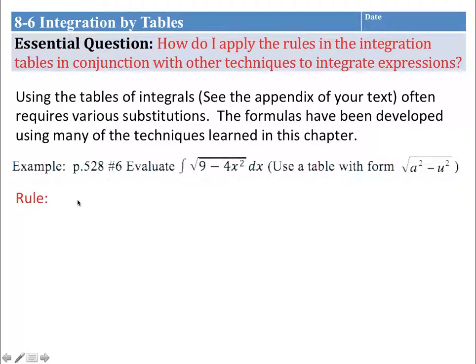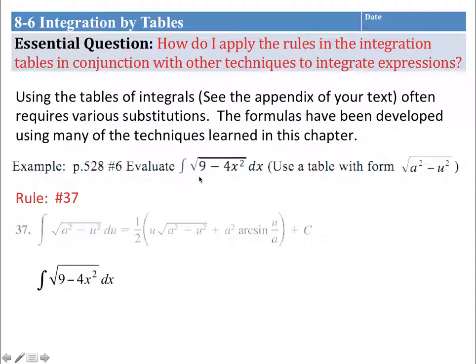In this case, looking in your integration tables, this is rule 37. If you look at rule 37, it says this. We really just need to identify what a and u are and plug them into the integrated expression. So for this problem, problem 6, if we rewrite it as a squared minus u squared, we can see that a is 3 and u is 2x.